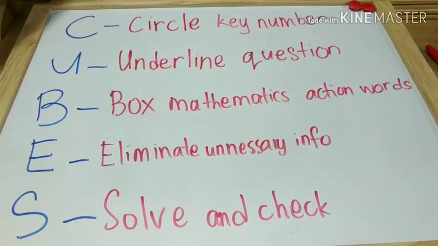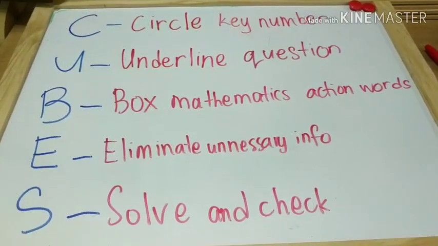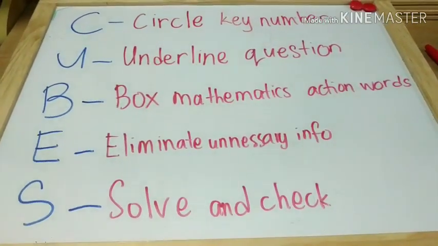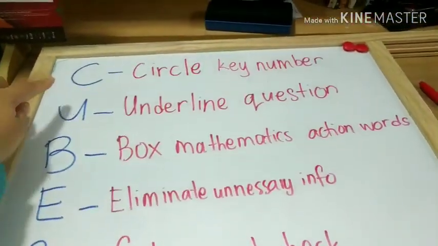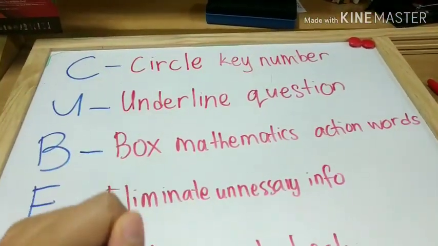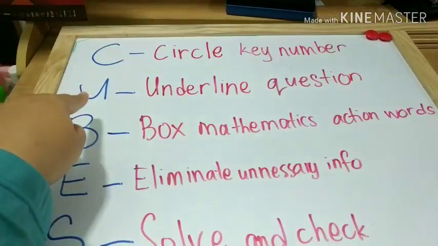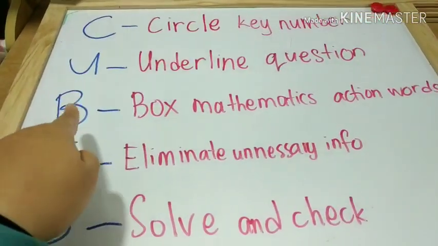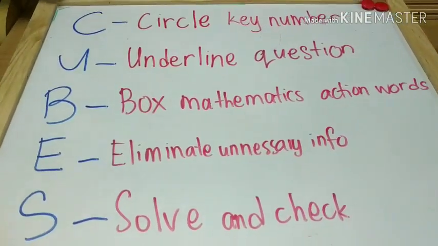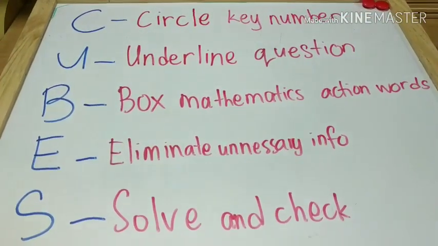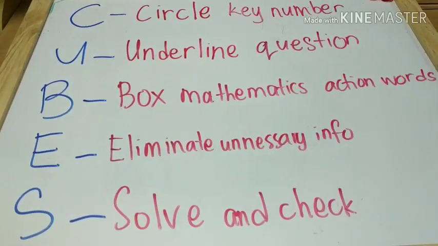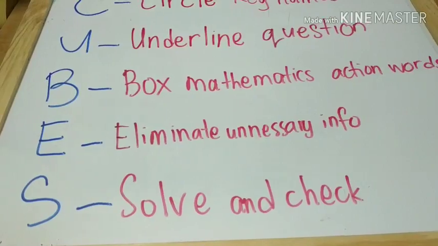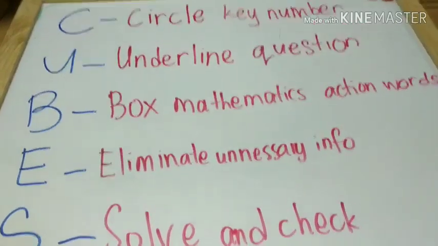Next one, we will go to the problem solving question. Remember the CUBES? Okay, so C stands for circle key number. U stands for underline question. B stands for box mathematics action words. E stands for eliminate unnecessary info. And S, solve and check.